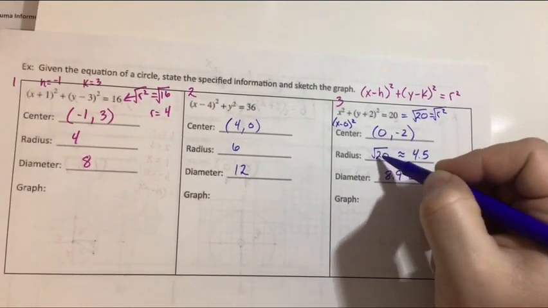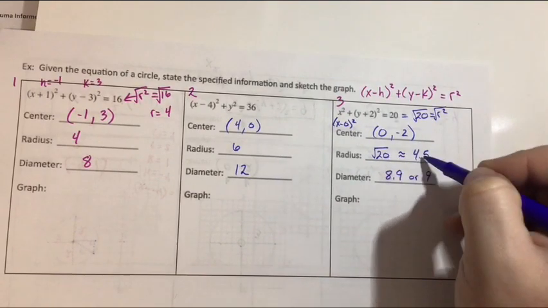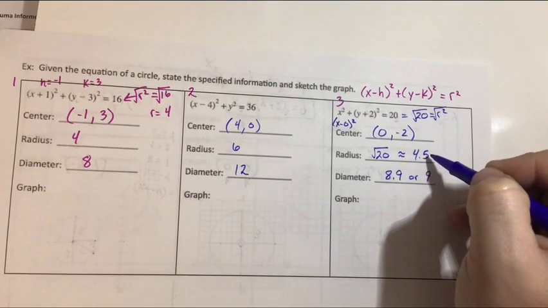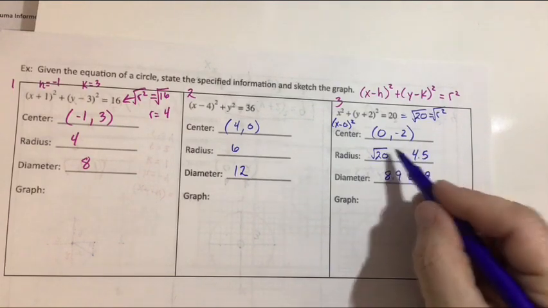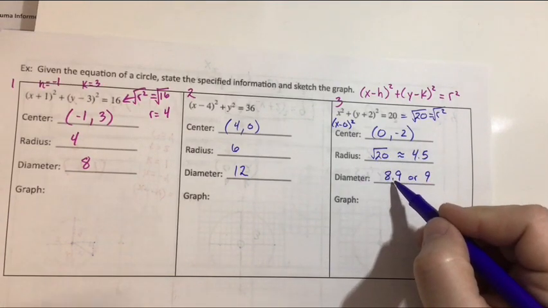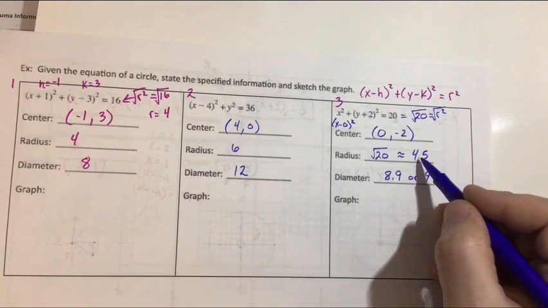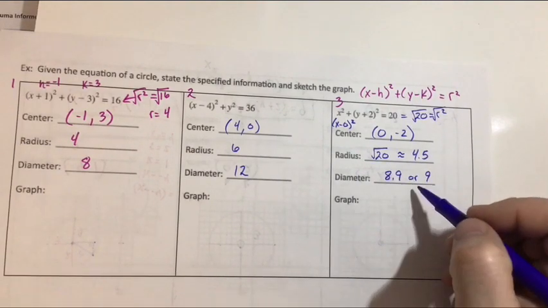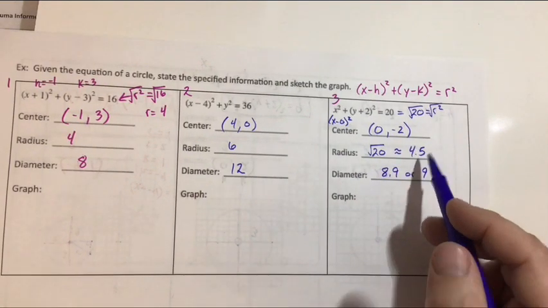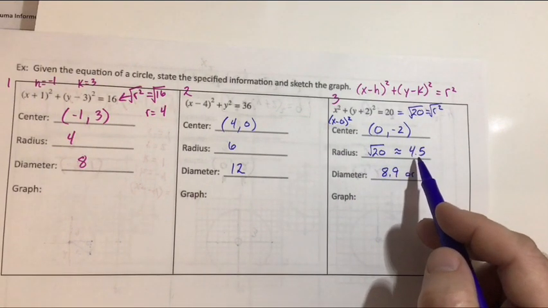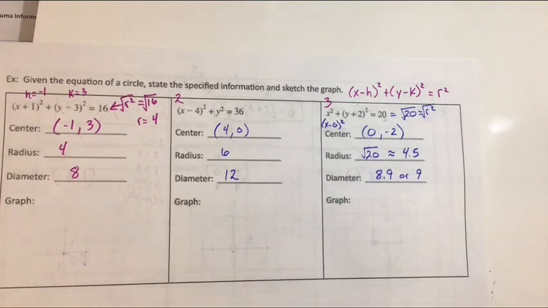So you can write that as the square root of 20, or we can use our calculator and find out that that's about 4.5. Now, when I double that, if I use the exact value of square root of 20, I get 8.9, but if you just doubled 4.5, it'd be 9. So I'll take either of those answers. Okay? And so we'll look at graphing that one a little bit more later because we're just going to get an estimate when we use this kind of a problem.